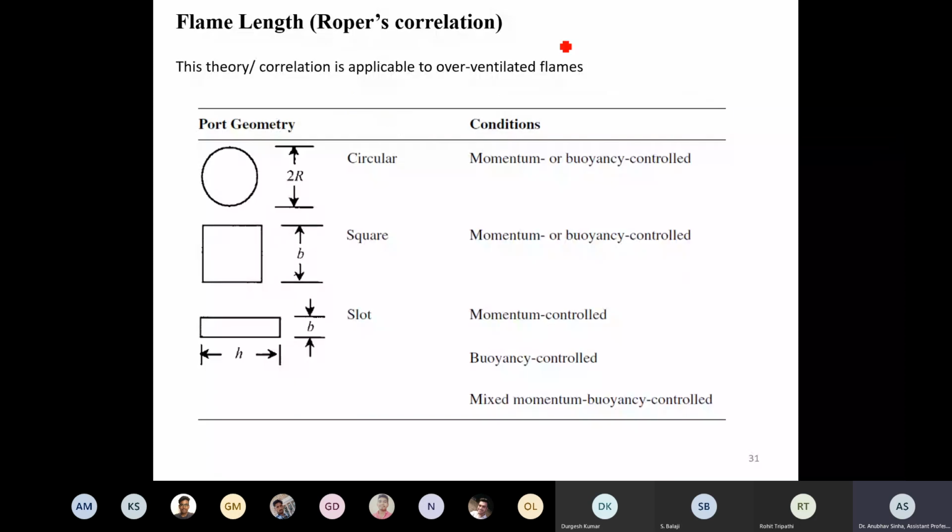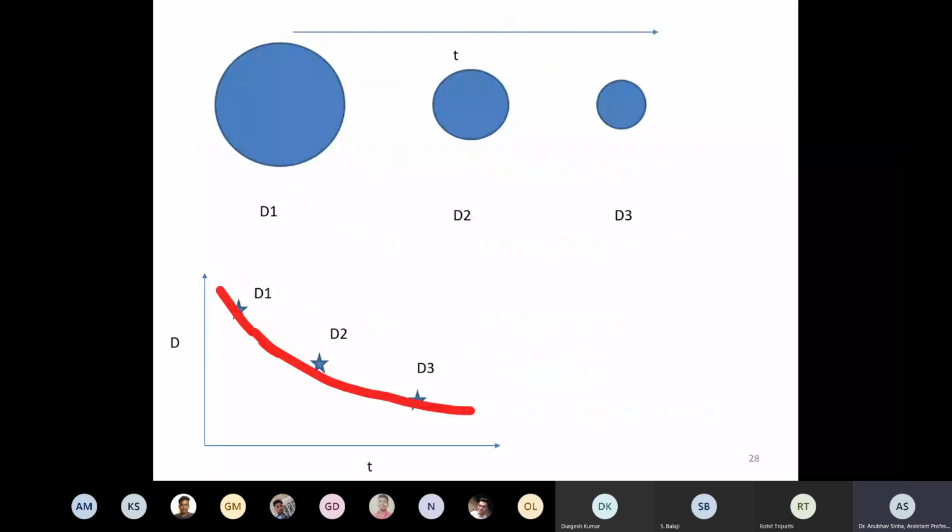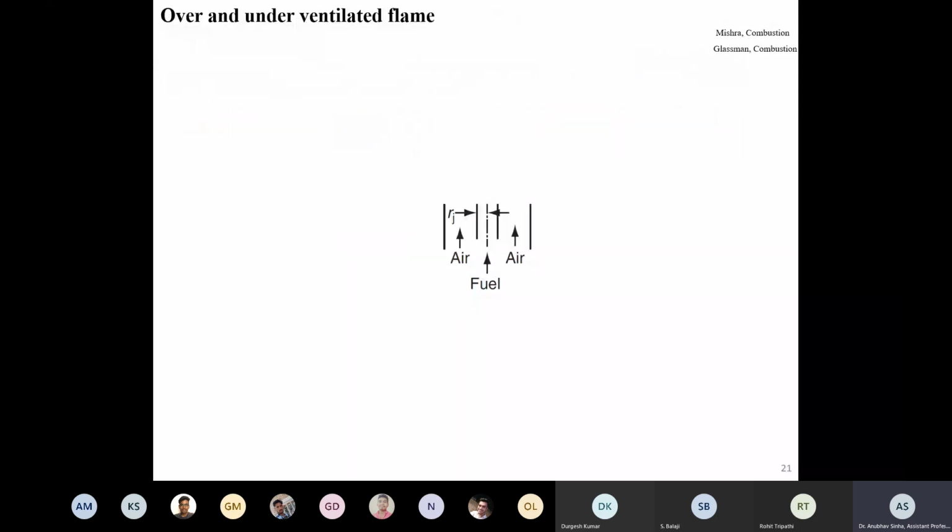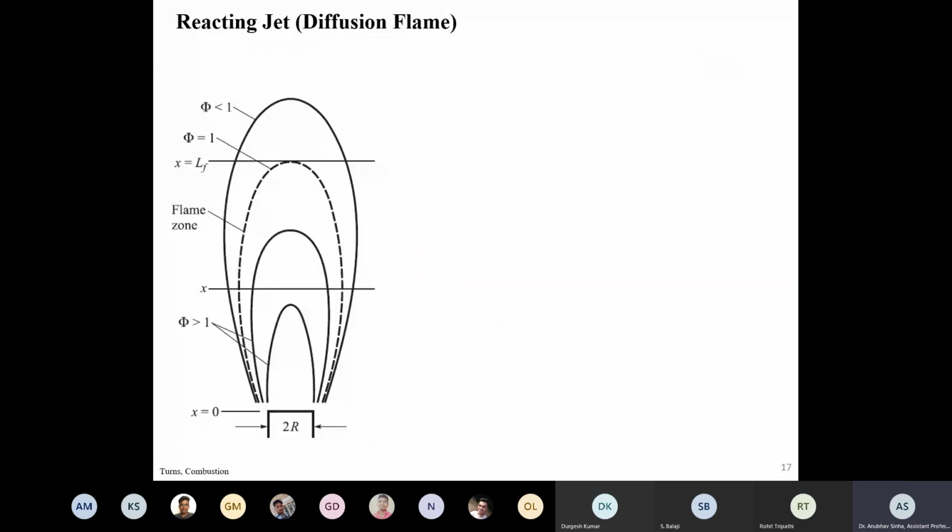So for flame length, this is the flame. For example, let us say this is the flame you have. If you take from the burner port to the maximum height that the flame reaches, this is called flame length, or flame height. How do you calculate flame height?